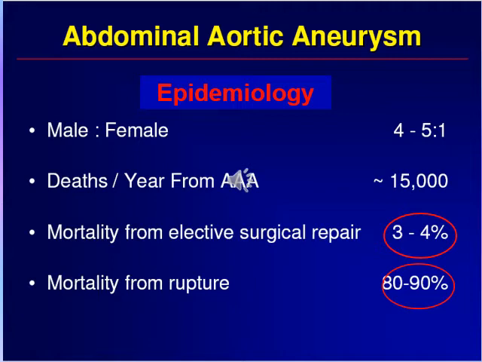Abdominal aortic aneurysms affect mainly males, so males are affected 4 to 5 times more than females, and pose a high risk of mortality, around 15,000 cases per year. These statistics are from the USA. Elective surgical repair will pose a mortality of 4%, while mortality from rupture is almost 90%.